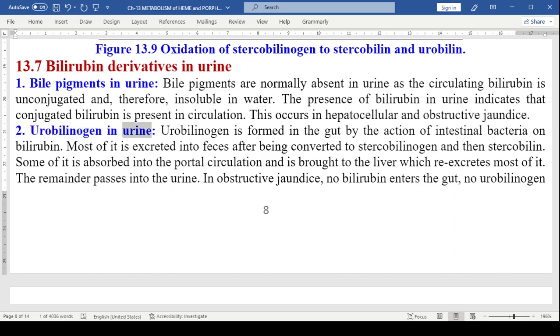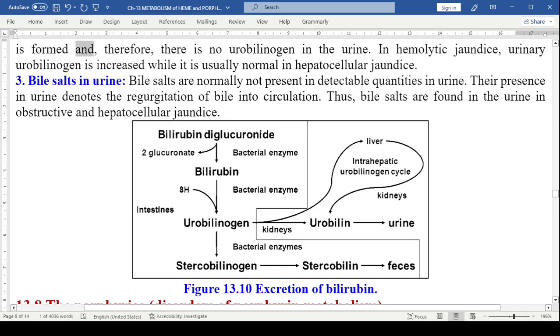2. Urobilinogen in urine. Urobilinogen is formed in the gut by the action of intestinal bacteria on bilirubin. Most of it is excreted into feces after being converted to stercobilinogen and then stercobilin. Some of it is absorbed into the portal circulation and is brought to the liver, which re-excretes most of it. The remainder passes into the urine. In obstructive jaundice, no bilirubin enters the gut, no urobilinogen is formed and, therefore, there is no urobilinogen in the urine. In hemolytic jaundice, urinary urobilinogen is increased while it is usually normal in hepatocellular jaundice.